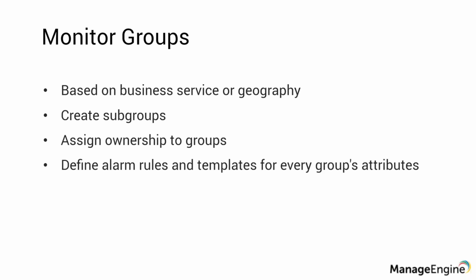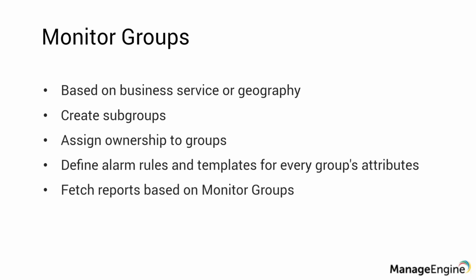Furthermore, monitor groups allow us to define alarm rules and templates for every group's attributes. What this essentially means is when a single monitor within a particular monitor group fails or exhibits abnormal behavior, you would want to be notified immediately, which is exactly why you can configure alarm rules and templates customizable up to the attribute level. So once anything goes wrong, any small component within your monitor group, you are immediately informed and can begin your troubleshooting activities instantly.